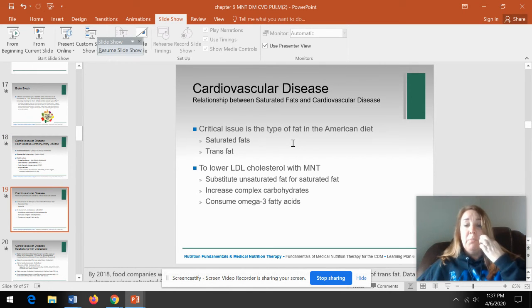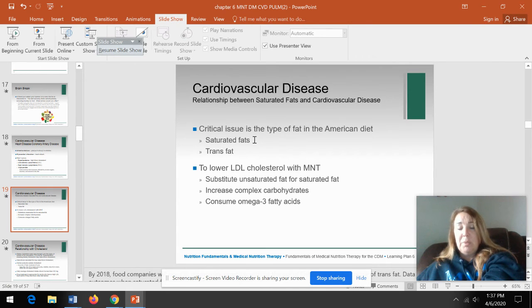The critical issue is the type of fat in our American diet. We have more saturated and trans fats than we need. So remember, our saturated fat, that's our bacon, butter, creams, gravies, and our trans fats, that's our stick margarine, commercially produced baked goods. So what we want to do is use more of the unsaturated fat instead of the saturated and trans fats. Increase complex carbohydrates or fiber, that's going to help lower that LDL cholesterol, and then consume omega-3 fats. In particular, if someone has high triglycerides, omega-3 fats can be helpful for decreasing triglyceride levels, and it's also helpful for decreasing our risk of stroke.